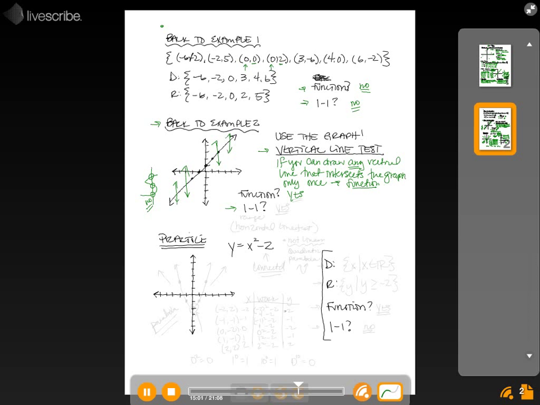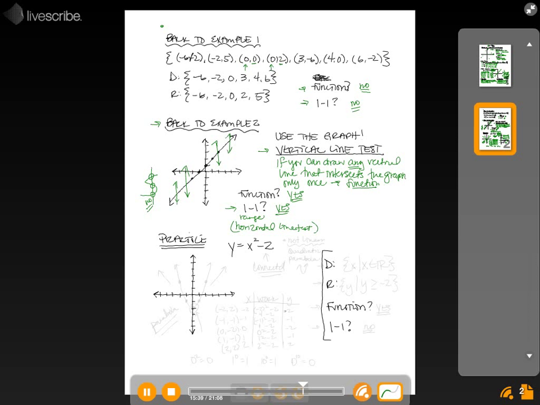Now, one-to-one. 1-to-1, we can use the same idea as the vertical line test, but remember, 1-to-1 deals with the range. A function deals with the domain. We're looking for repeats in the domain. 1-to-1, we're looking for repeats in the range. So we wouldn't use a vertical line test, we would use a horizontal line test. Same idea as vertical, except I'm checking for horizontal lines. So I could draw any horizontal line through that graph, and it would only intersect once. So yes, it's 1-to-1.